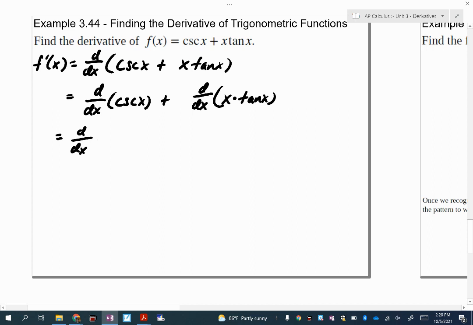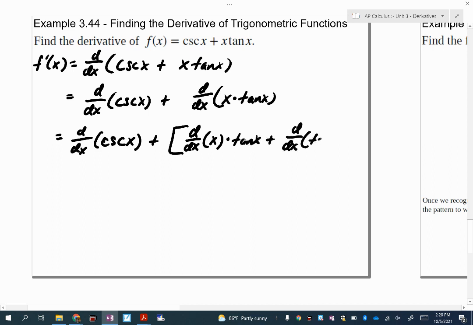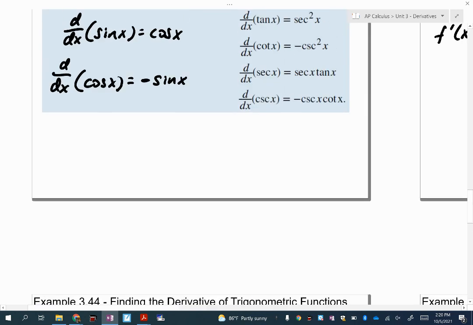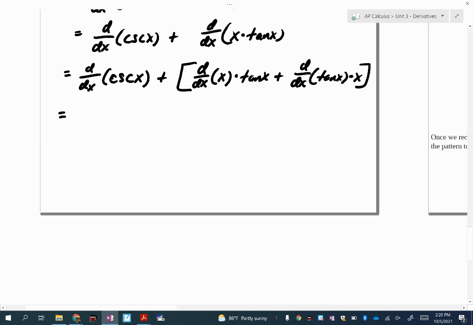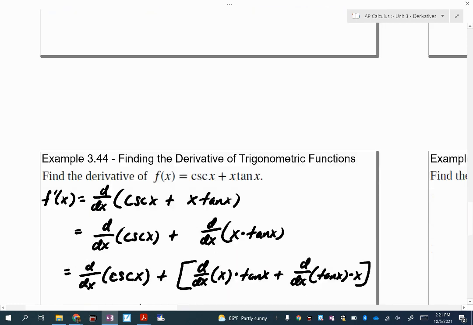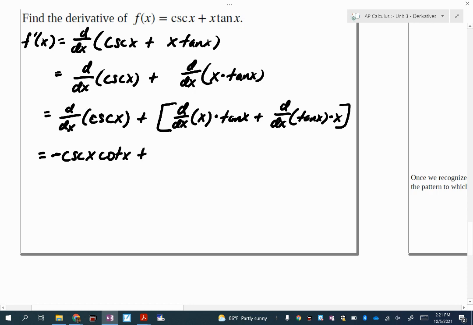So we have the derivative of cosecant x, which if you want to write that down now, you can. Just look at your table. Plus, I'll put it in brackets, d dx of x times tangent of x plus d dx of tangent of x times x. Okay, so the derivative of cosecant is negative cosecant x cotangent x. So negative cosecant x cotangent x. I'll make sure I got that right. Yes. All right, I know the derivative of x is 1.